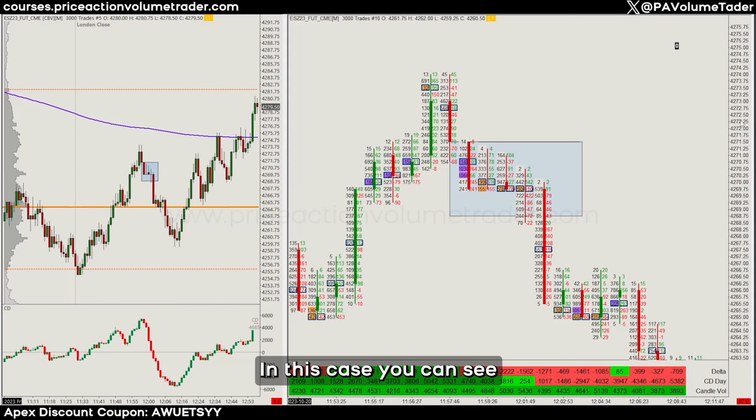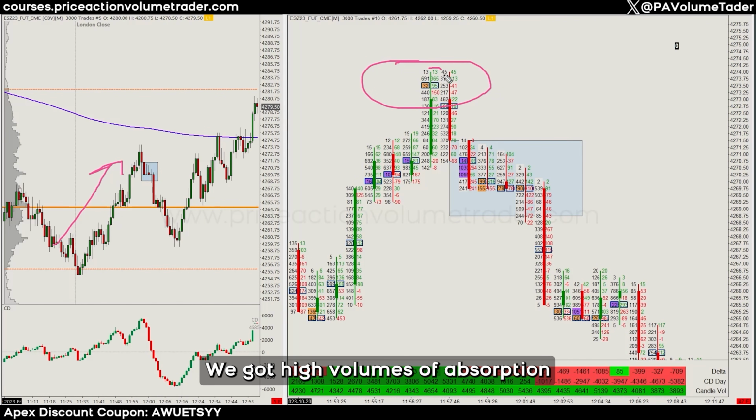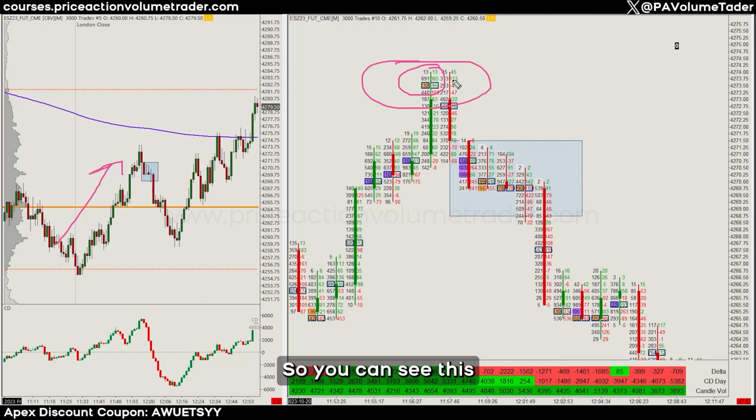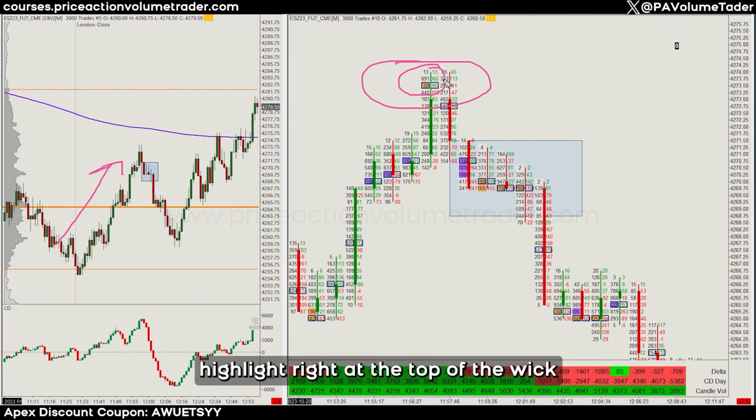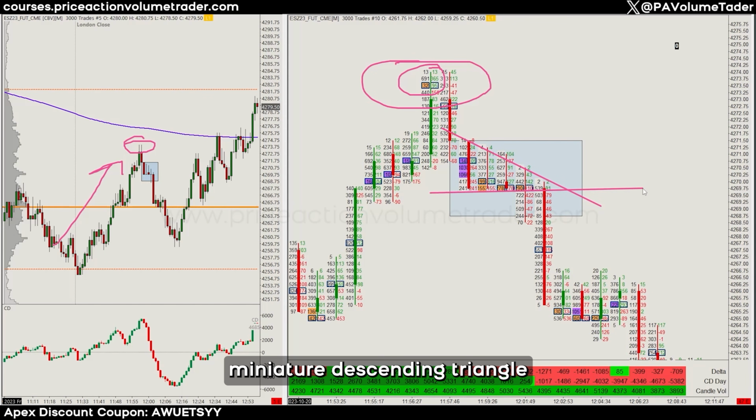In this case, you can see the market was pushing up. We got high volumes of absorption here on the top. So you can see this candle, high volume highlight right at the top of the wick right here. Then the market reverses, and then we start forming this. You can see this looks like a little miniature descending triangle.